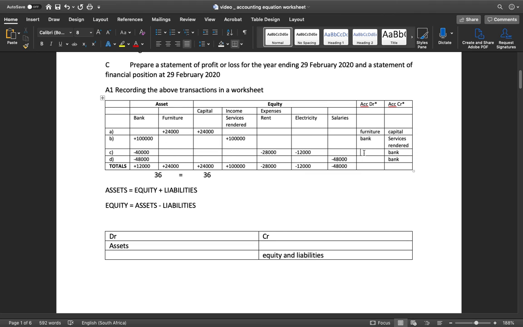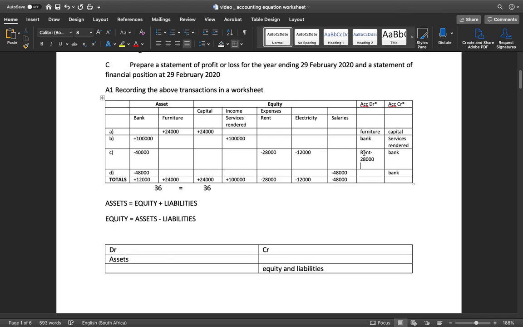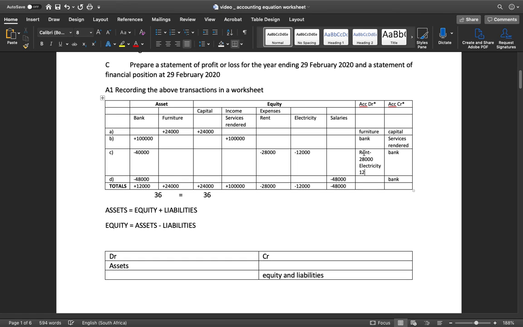I am going to debit rent with, don't have the numbers right with me, 28,000, and electricity, thank you Eskom, 12,000, and then salaries. These are all expense accounts.